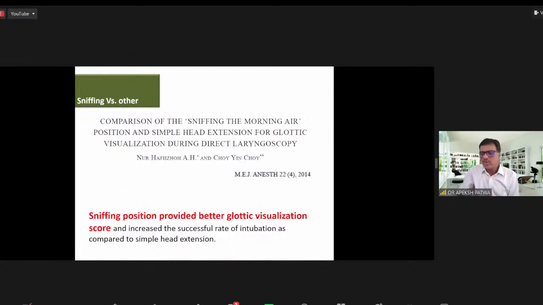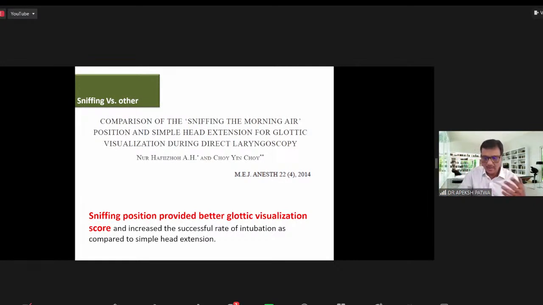So if you look at publications across the world about the sniffing position, most of them favor the sniffing position, whether it aligns the axis or not, that's a different matter. So Adnet proved that sniffing position does not align the axis. But sniffing position provides the better laryngeal view, that is for sure. So these two are different things. One, alignment of axis, and second, better, optimal laryngeal view.